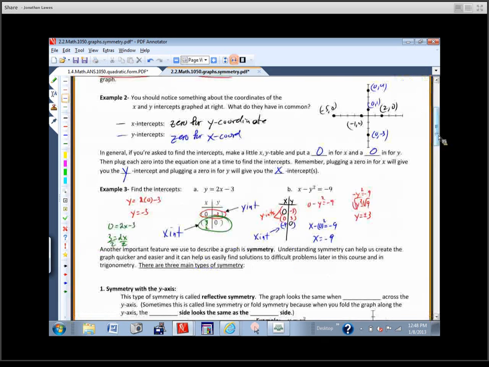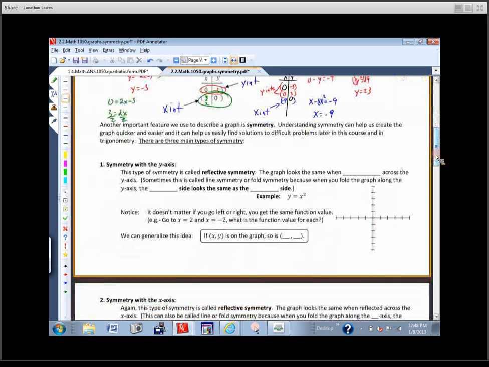So the next feature that we want to study in relation to this section is something called symmetry. You're probably familiar with symmetry. You've probably seen it before. We're going to be a little more precise in the way we talk about this. And we're going to talk about 3 different types of symmetry. So the first one is symmetry with the y-axis.